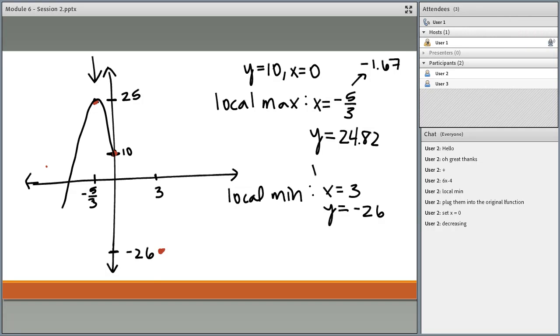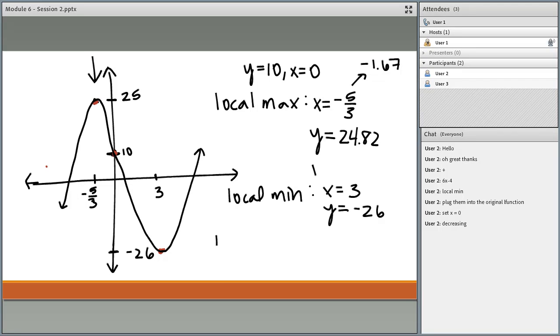We're going to cross the y-axis at 10, and then the graph keeps going until the local minimum of negative 26 at x equals 3, where it changes directions and then continues. So that's a rough sketch of what this graph would look like.